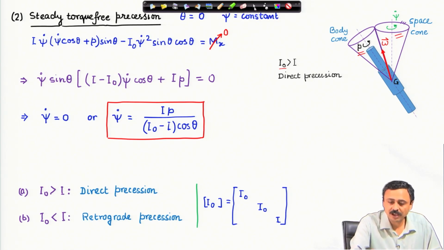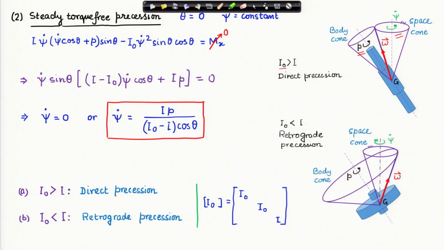Now, this is the situation when you have direct precession or prograde precession, and the opposite thing happens in case of a body for which the moment of inertia about its axis of symmetry is greater than that in the perpendicular direction. Therefore, if I naught, which is along the two axes perpendicular to the axis of symmetry, is lower than the moment of inertia about the axis of symmetry, then you have the retrograde precession, and in this case the two cones are like this. One cone, the space cone, is the interior cone and the body cone goes out, but the angular velocity vector is on the line of contact. This picture of the cone is just for visualization.